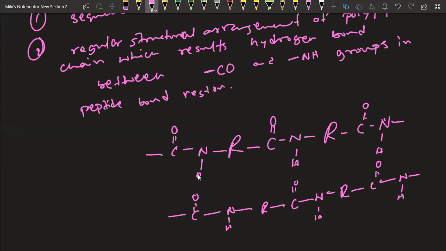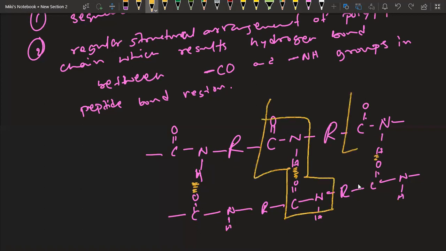Now what happens? See, this nitrogen's hydrogen and this carbon's oxygen, they tend to form a hydrogen bond between them. Now this is the peptide linkage, isn't it? The peptide region of the bond. And between these two peptide regions, this hydrogen bond is formed. That's what they are saying.